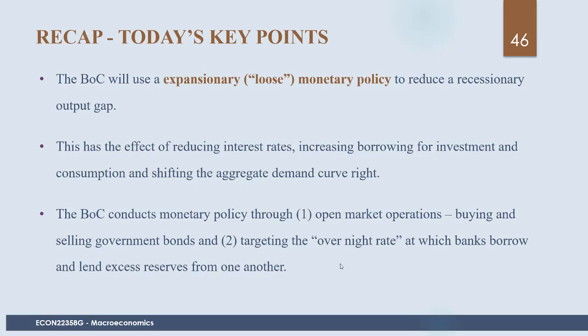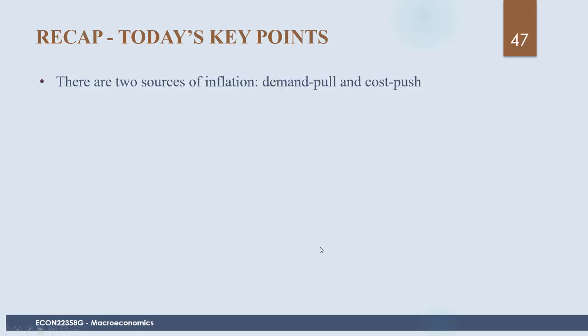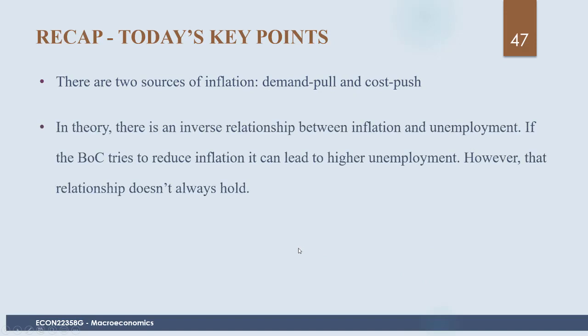There's sort of this overnight market that's created because at the end of the day, some banks may have too much money or not enough money to cover the balances between the banks. And so, these two policies are used in conjunction, but the Bank of Canada really focuses on what that overnight rate should be, and then accommodates the money supply so that it gets to that rate. And we also talked about the two sources of inflation: demand pull and cost push.